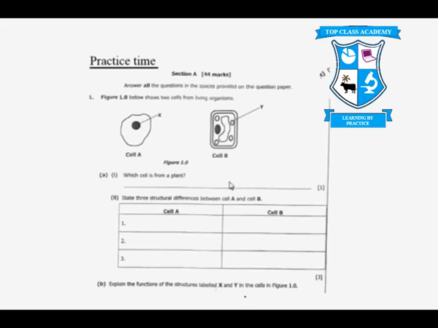Part Y is the chloroplast. This is the nucleus, this is the chloroplast. The function of the chloroplast is that it is made up of a green pigment known as chlorophyll, which traps light energy during photosynthesis.